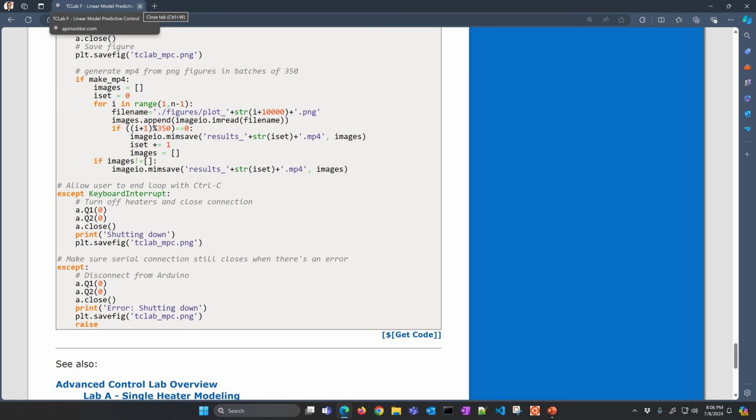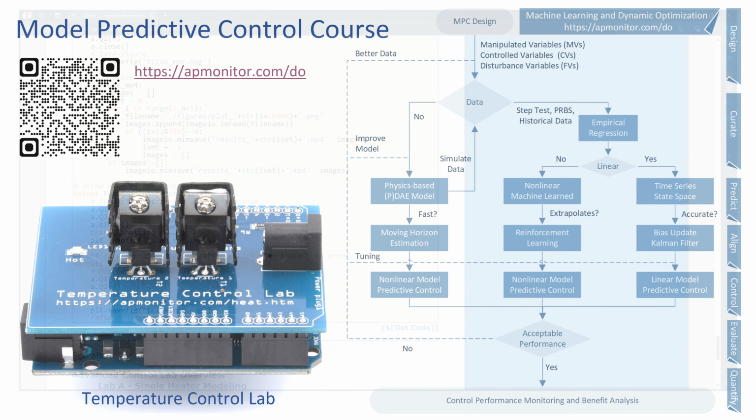Okay, so that's a little bit about linear model predictive control using Gekko with an ARX model. Now I'll mention here on the right, here is a flowchart. If you have data, you might have something like this ARX model or a time series state space model, if it's linear. And if it's nonlinear, you might have a machine learned model or do something like reinforcement learning or estimation of one of these nonlinear models that were shown and do nonlinear model predictive control instead.